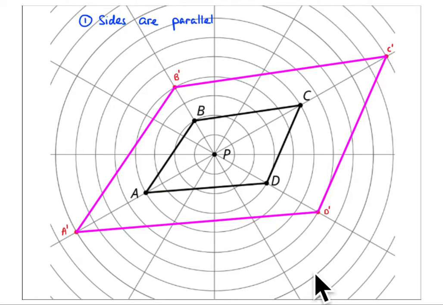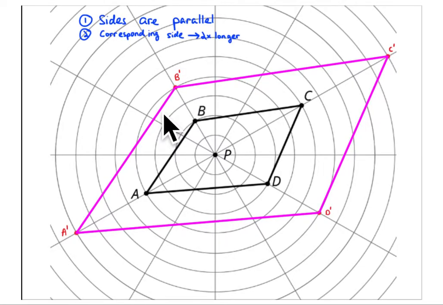So what I notice is that first of all the sides remain parallel. Corresponding sides are 2 times longer. So this side here from B prime to C prime is twice the length of B to C. And A to B is 1/2 the length of A prime to B prime.